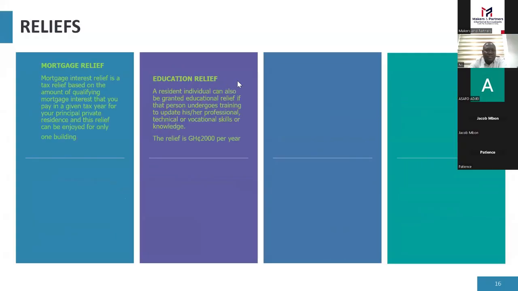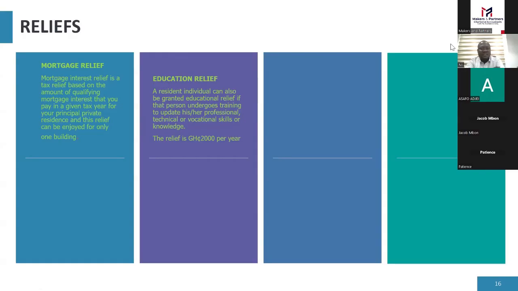We have the mortgage relief. Those who have mortgages, you are entitled to reliefs as well. Mortgage interest relief. So it's the interest that you pay that is a relief to you. So mortgage interest relief is a tax relief based on the amount of qualifying mortgage interest that you pay in a given tax year for your principal private residence. And this relief can be enjoyed for only one building.